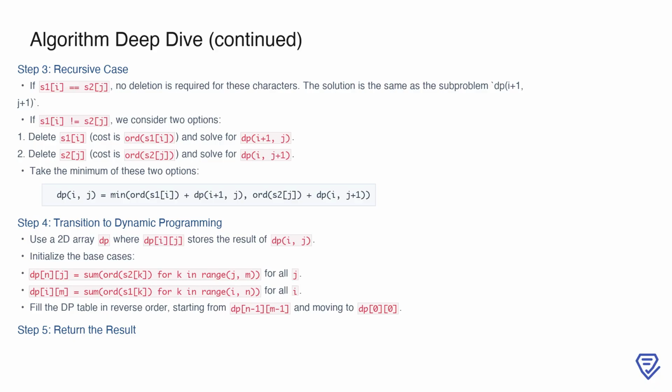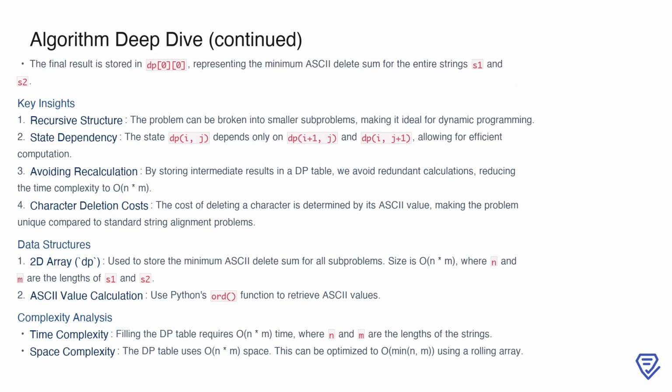To transition from the recursive approach to dynamic programming, we use a 2D array DP to store the results of all subproblems, ensuring we avoid redundant calculations. The base cases are initialized by pre-computing the ASCII sums for the remaining characters when either string is fully processed. The DP table is then filled in reverse order, starting from the smallest subproblems, until we calculate the result for the entire strings. The solution to the problem is stored in dp[0][0], which gives the minimum ASCII delete sum required to make the two input strings equal.